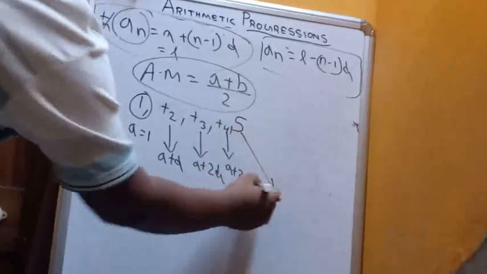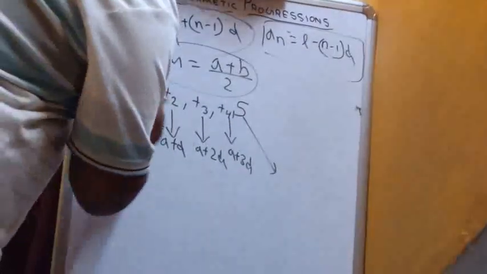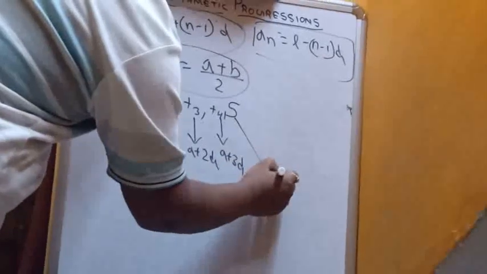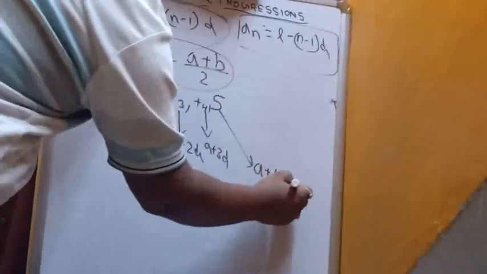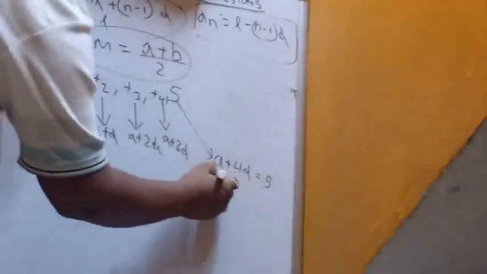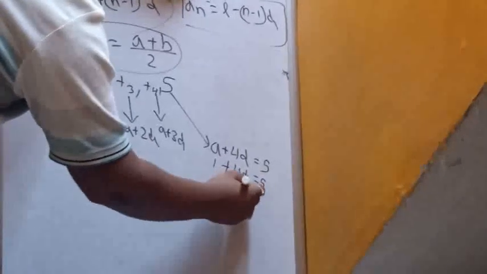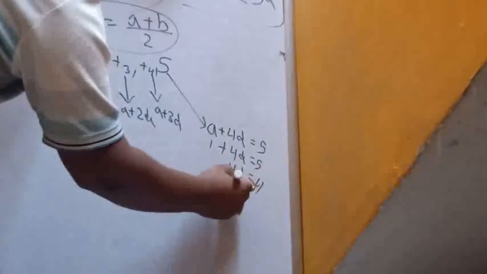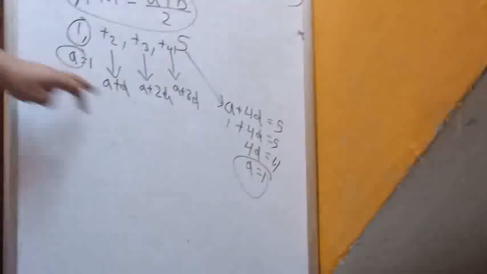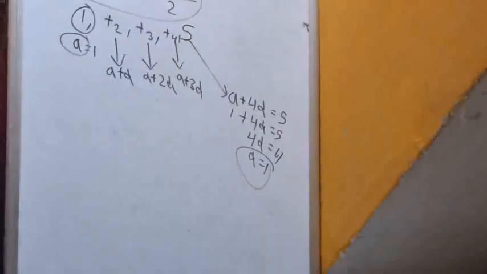But here this one equals which term? This one is the fifth term. When I insert 3 terms, this one becomes the fifth term. So can I write A plus 4D equals how much? 5. I know the value of A. Yes or no? So you just put A plus 4D equals 5. Therefore 4D equals how much? 4. D equals 1. So you know A, and you are getting D equal to 1. So easily you can find out.